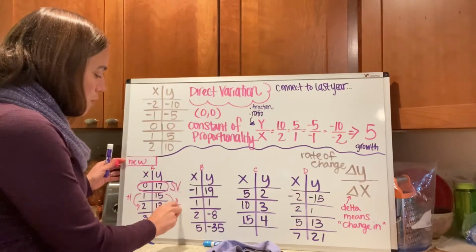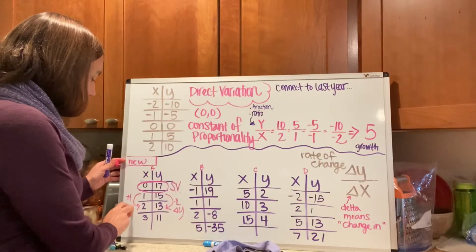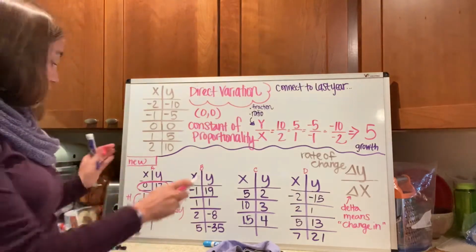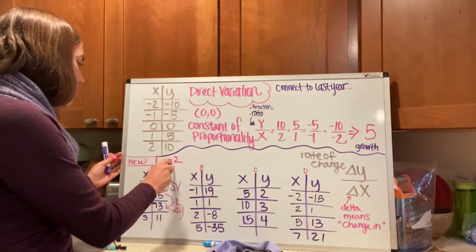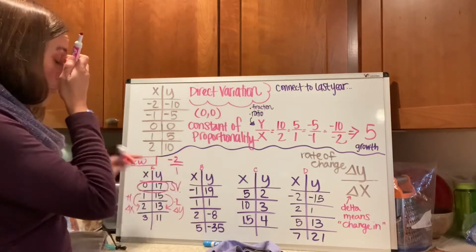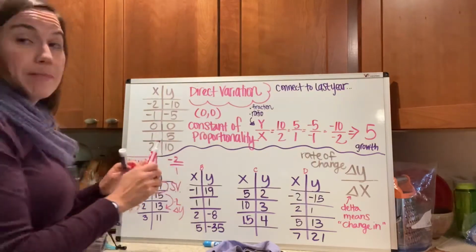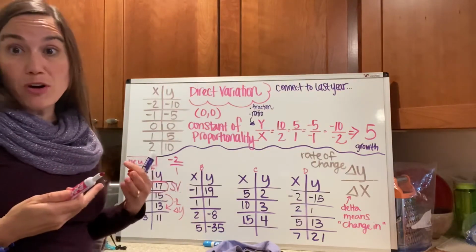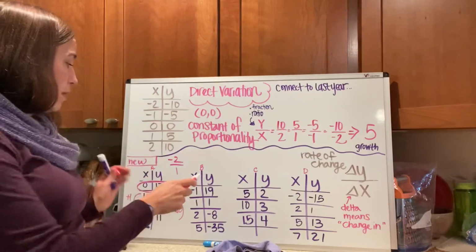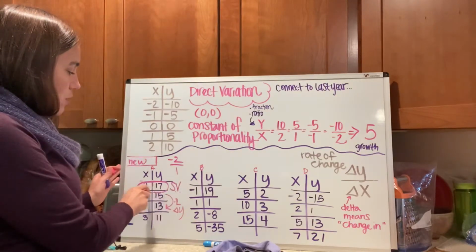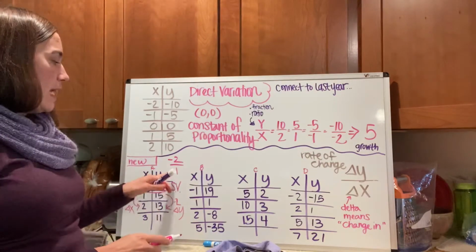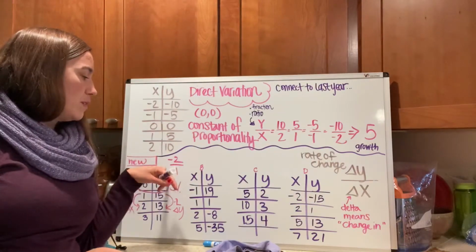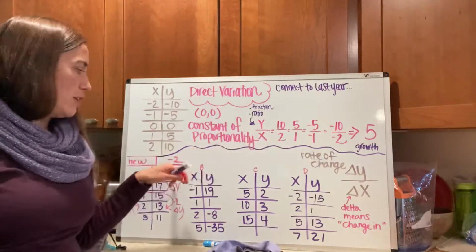This is my change in y. This over here is my change in x. So I'm going to write my ratio. I'm going to write -2 over 1. And this right here is what my graph or my table of this linear relationship is growing by. So again, start value is 0, 17. And my growth rate or my rate of change is -2.